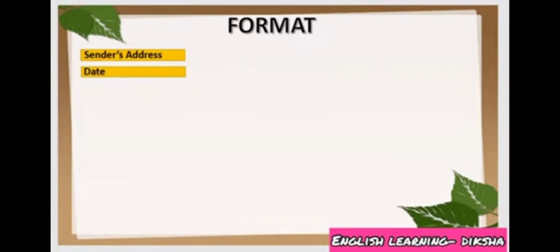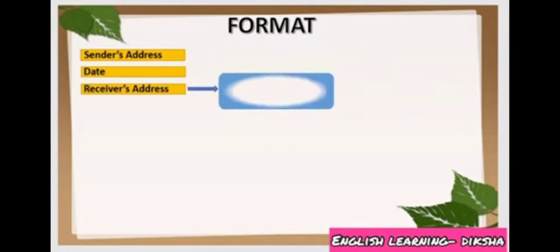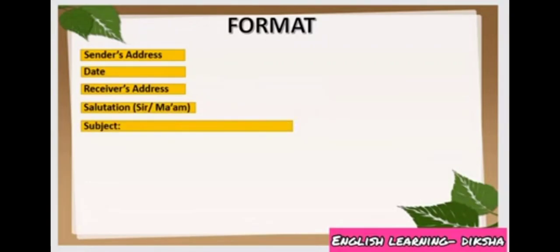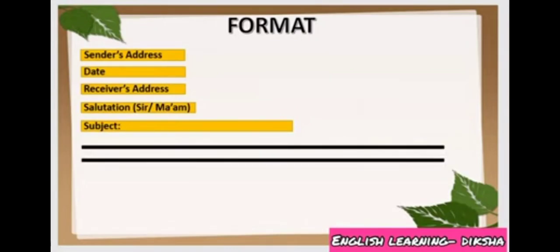Next, after date, leave one line and write the address of the recipient as given in the box. First of all, write the recipient's designation and in the next line, receiver's address. Then leave one line and write salutation. Salutation means how you want to greet, like write sir or ma'am. Then leave one line and write the subject. Here you have to mention the main purpose of the letter in 4 to 5 words.